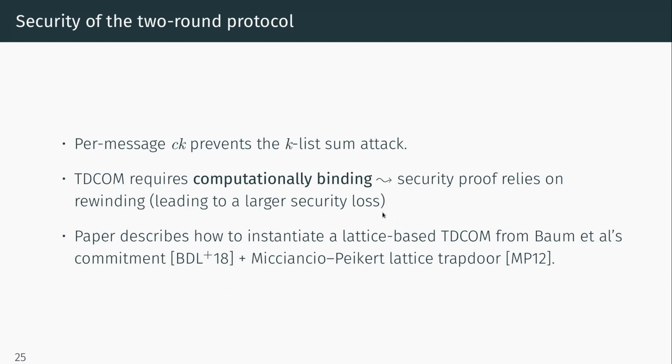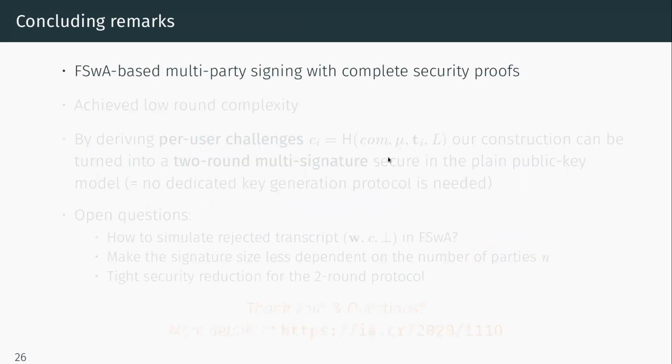In our manuscript, we describe a concrete instantiation of trapdoor commitment based on Baum et al.'s commitment scheme by adding the Micciancio-Peikert lattice trapdoor. Okay, so to conclude, in this work we constructed a Fiat-Shamir with aborts based multi-party signing protocol with complete security proofs. And our construction achieves low round complexity.